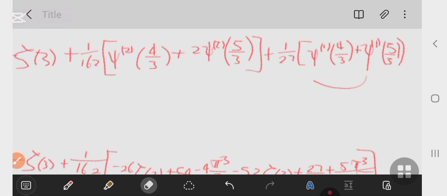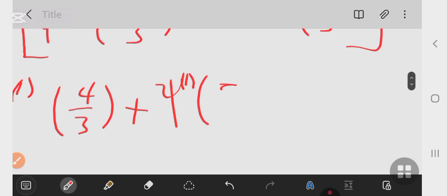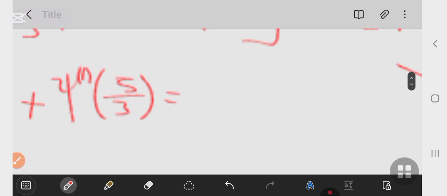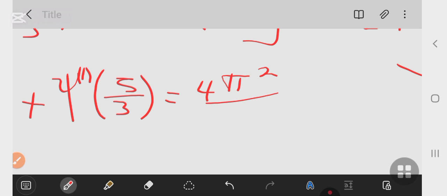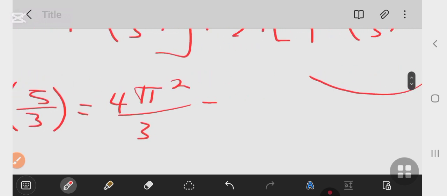Please note that, this time around, digamma 4/3 plus digamma 5/3 is equivalent to 4 pi square all over 3 minus 45 over 4.